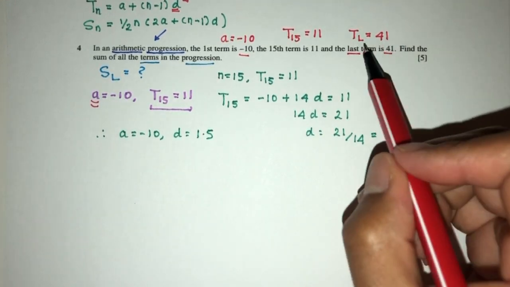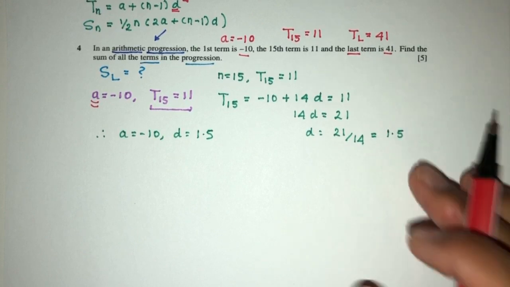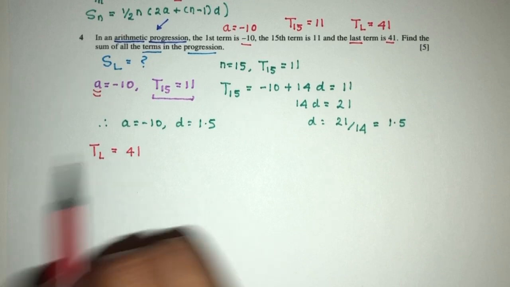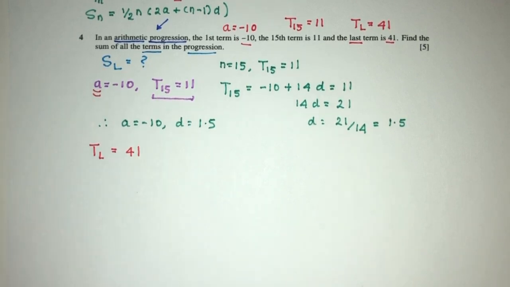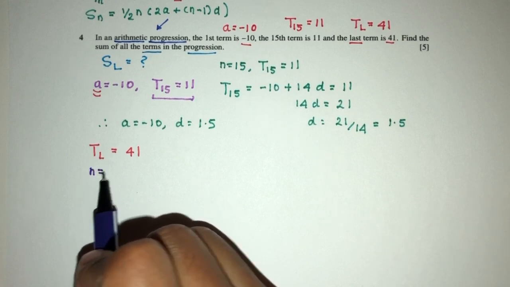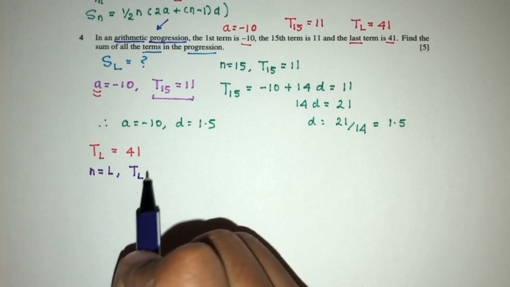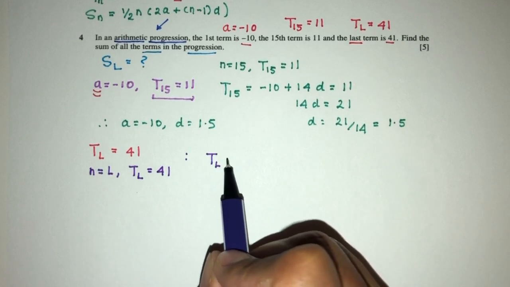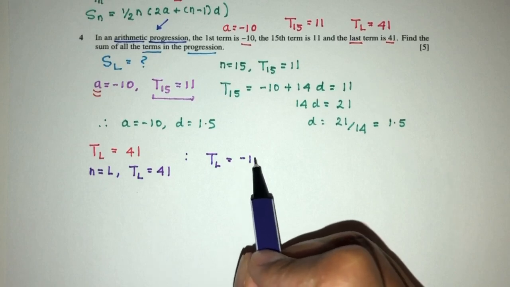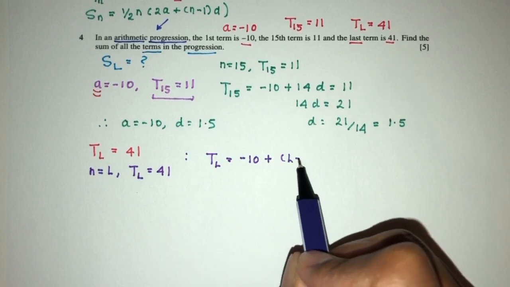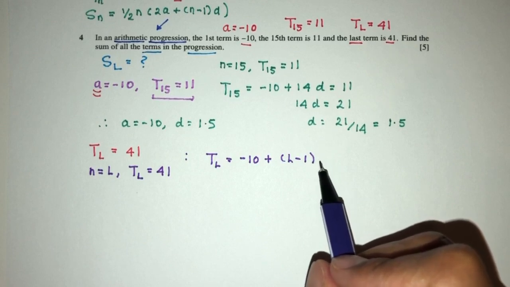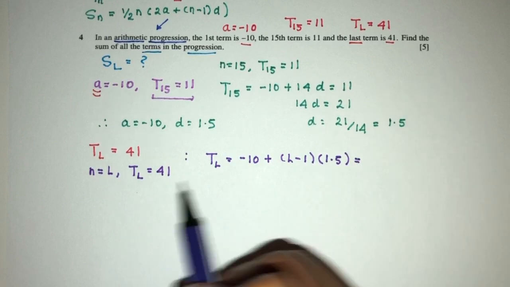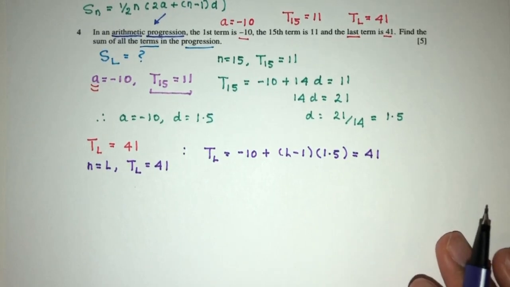Now moving on, we have to know how many terms do we have in this progression. So we know that the last term, T of L, is given to you as 41, which means when n is equal to L, the last term, the value is equal to 41. Replace back in the main equation, so you will have T of L is equal to a, which is minus 10, plus L minus 1 times d, the common difference that we have just seen, 1.5, has to give you the value of 41. So let's solve step by step.